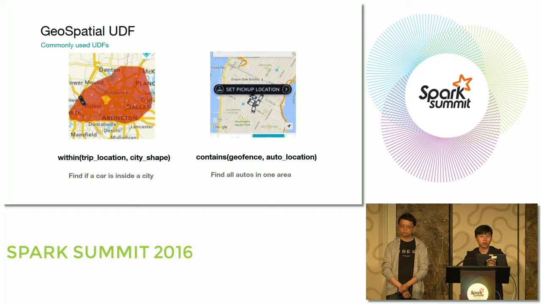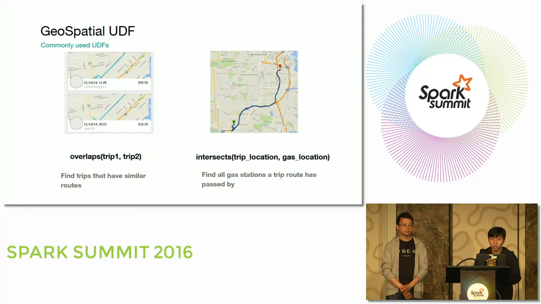The within UDF can help you decide whether a geometry object is inside an area. For example, you can use it to decide whether a car is inside a city. And the contains UDF can help you to find out if the area contains another object. It's a reverse version of within. You can use it to find out all the cars inside one city area. Let's look at other 2 examples.